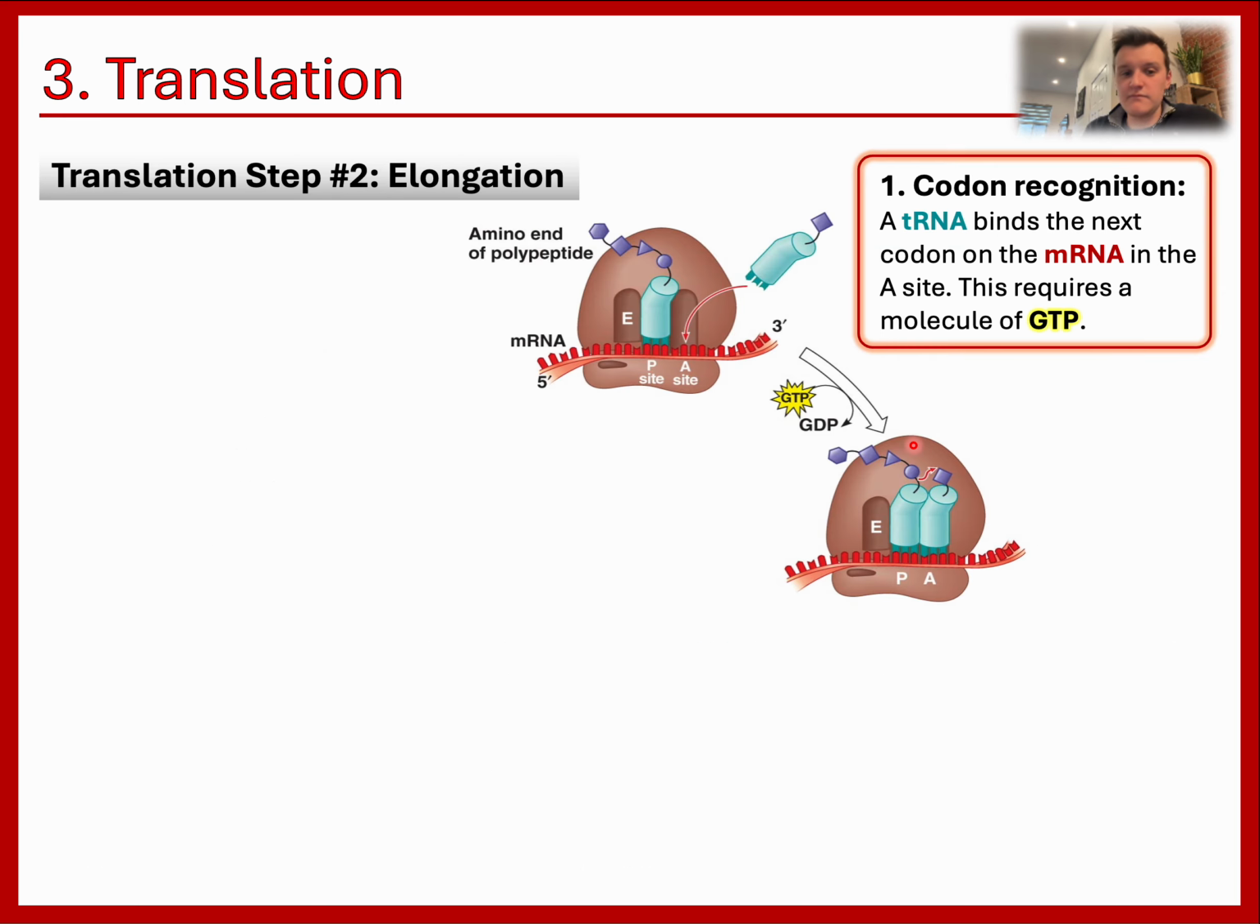Okay, elongation. The first thing that happens is codon recognition. So the next tRNA that needs to come in recognizes the codon, 1, 2, 3, with the anticodon on the tRNA, and it requires this GTP to do this. It needs some energy to go and bind there. It needs to push it onto there. So boom, this binding requires some GTP.